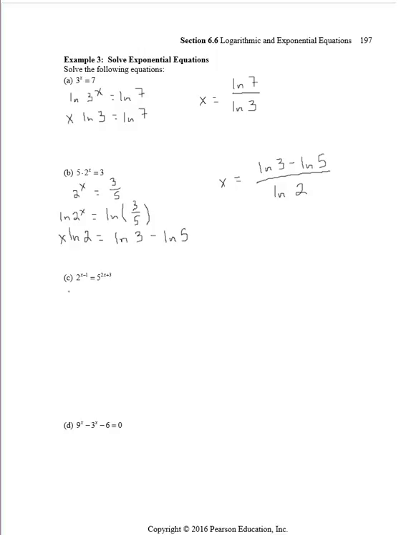Okay, part C. Again, just taking the natural log of both sides. So natural log of 2 to the x minus 1 equals the natural log of 5 to the 2x plus 3. And we are going to move the exponents down in front as always. Whoops, that's a natural log of 2. Sorry. Natural log of 2 equals 2x plus 3 times the natural log of 5.